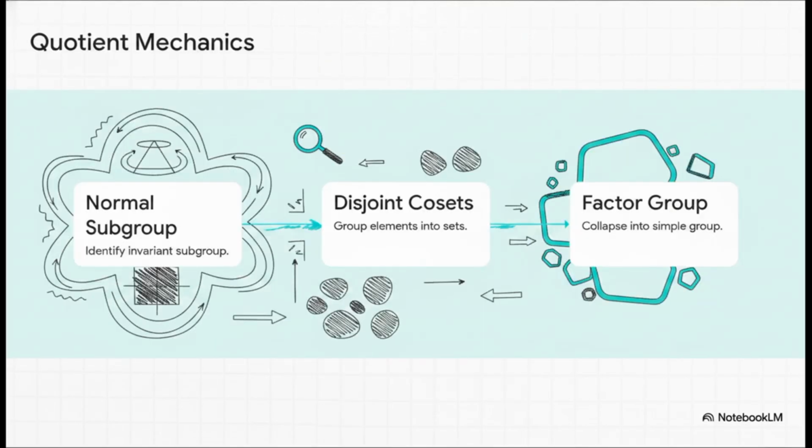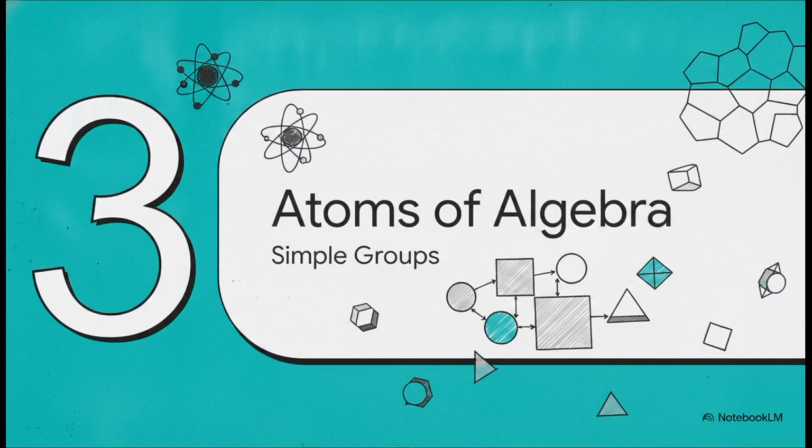But what happens when these groups just become overwhelmingly massive? Well, by using a really clever process called quotient mechanics, we can cleanly simplify them. Step 1, we identify a normal subgroup. That's one that remains invariant when subjected to a structural test called conjugation. Step 2, we group elements into mutually disjoint sets called cosets. And finally, step 3, we essentially collapse that entire complex space down into a much simpler factor group. It's just a brilliant way to zoom out and see the broader structure without losing any of the underlying mathematical truth. All right, section 3, atoms of algebra, simple groups.